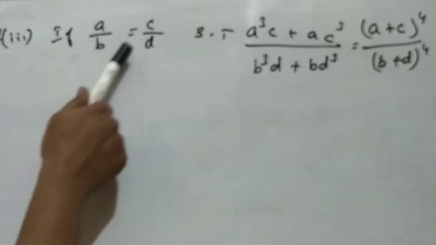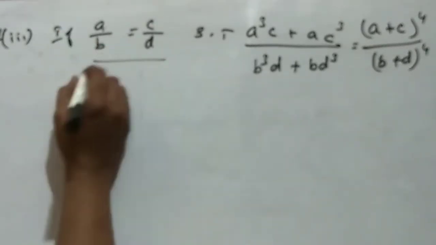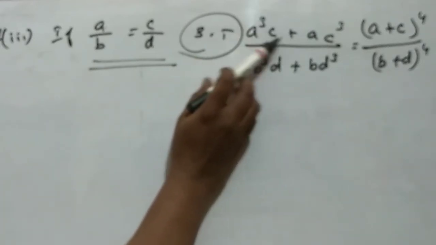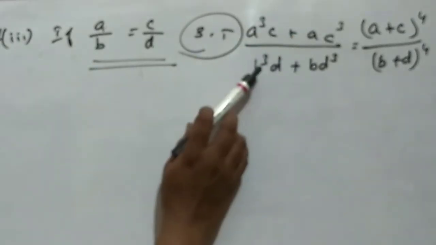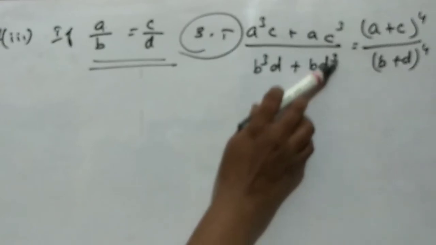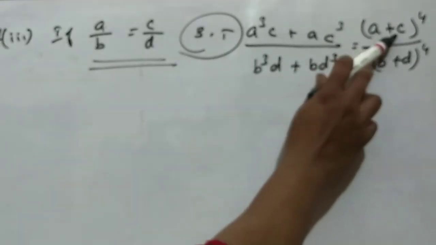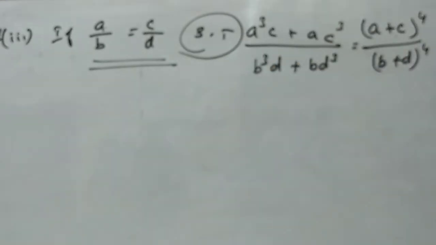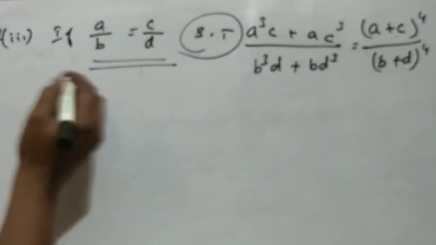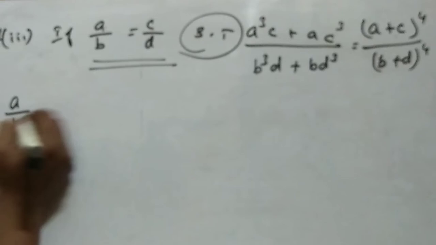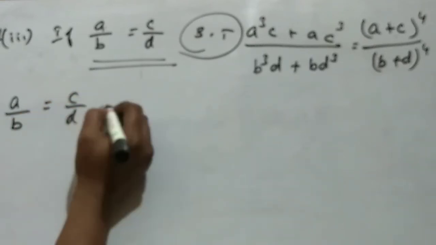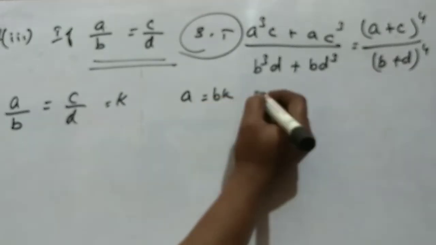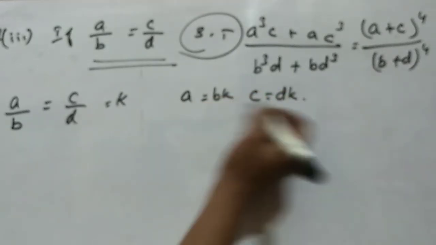Question: a upon b is equal to c upon d. It is given. And asking you to show that (a cube c plus a c cube) upon (b cube d plus b d cube) is equal to (a plus c) power 4 upon (b plus d) power 4. Okay. So take a upon b is equal to c upon d is equal to k. Therefore, a is equal to bk and c is equal to dk.